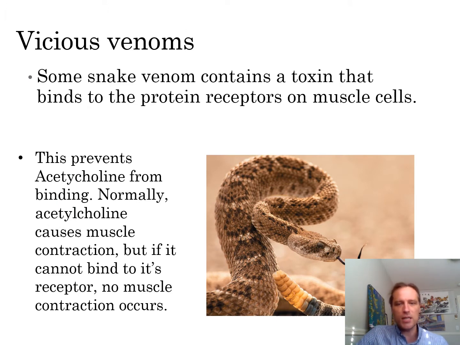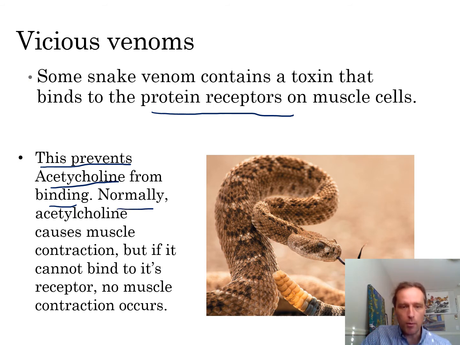Vicious venoms. Some snake venoms contain a toxin that binds to protein receptors on muscle cells. So in this case, it's not necessarily breaking down those protein receptors, but it is binding to them. And this binding prevents acetylcholine from binding.